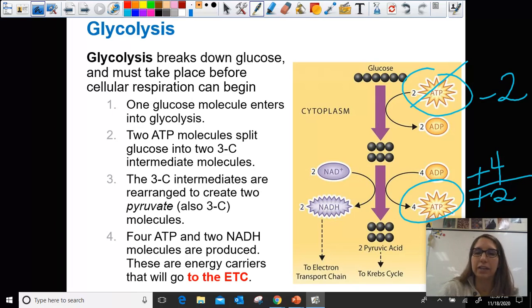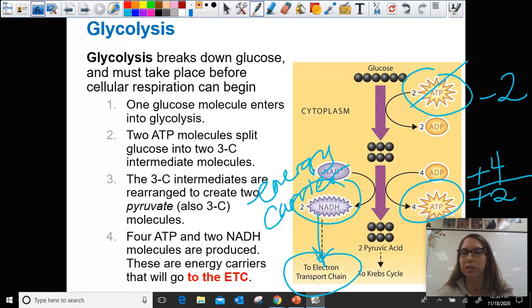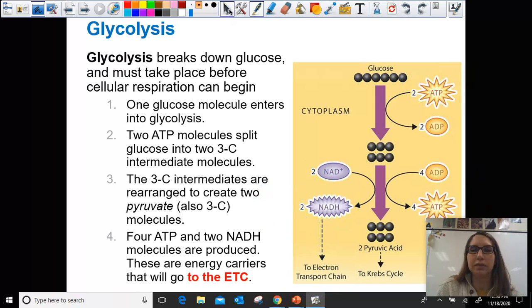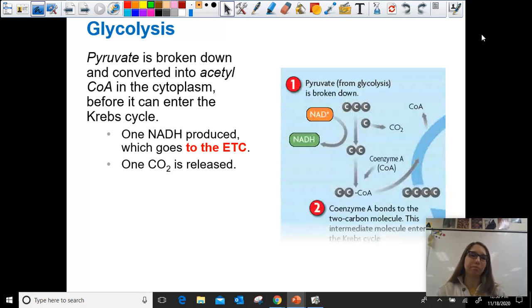The NADH, like I said, is an energy carrier. And so this energy carrier is going to go on to not the next stage, but all the way down to the electron transport chain, to stage number 3. Okay, and there it's going to be used to donate energy to those electrons that are bouncing through that chain to help create ATP. Okay, so we rearrange carbons basically. We make a net gain of 2 ATP, and then we also make 2 NADH.